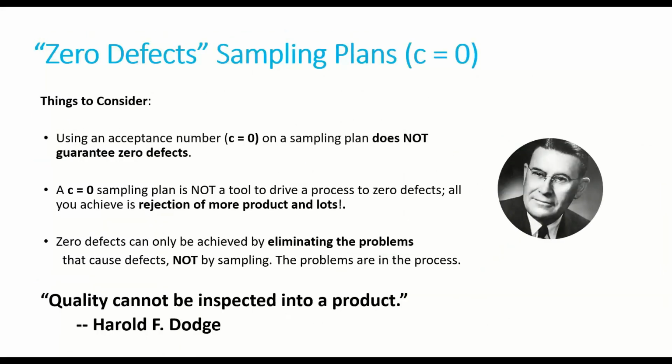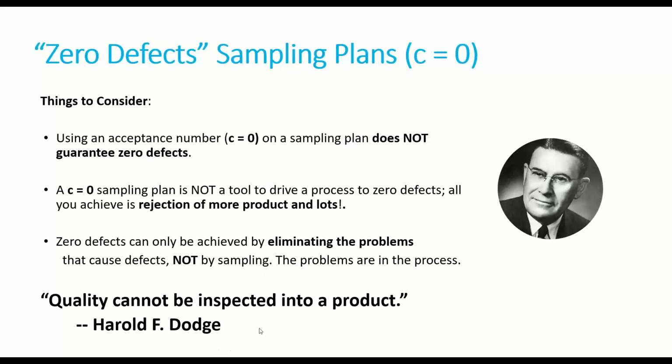So let's look at 0 defects. Things to consider. We can do this where we have 0 on a sampling plan. C equals 0 does not guarantee 0 defects, right? It just means you saw 0 defects, okay? And it's not a tool to drive a process to 0 defects. All you achieve is rejection of more products and lots, okay? 0 defects can only be achieved by eliminating the problems that cause the defects, not by sampling. So the problems are in the process.